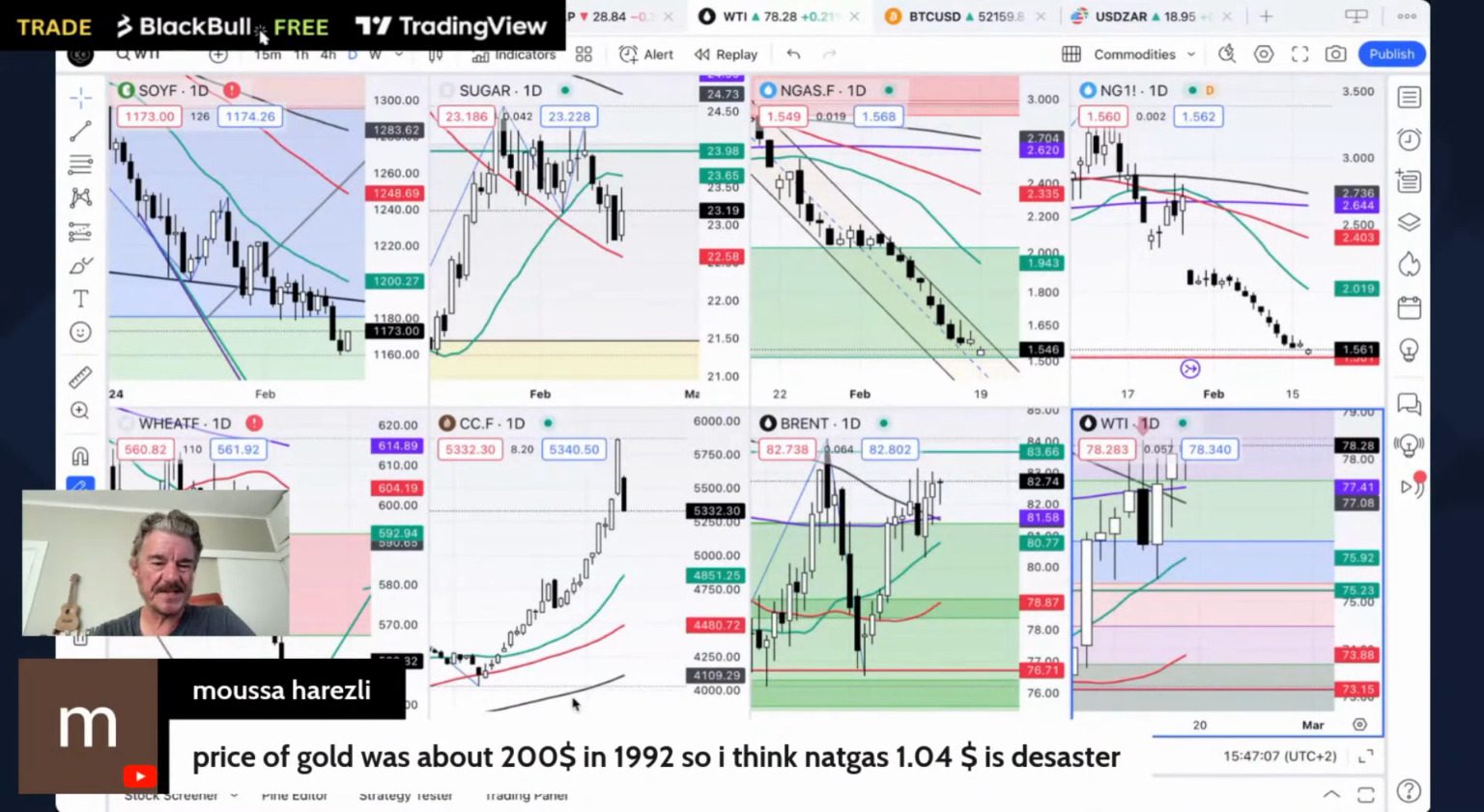I said that earlier. The price of gold was about $200 in 92, so I think natural gas at $1.04 is a disaster. I don't think it's a disaster, Musa. Price is at the bottom of the range. The bottom of the range is 1.5. When we're between 1.5 and $2, natural gas is cheap. Between $2 and $2.50, it's a pretty decent price. 2.50 to 3.50-ish is about where you'd expect it to be. Anything above that, let's say above $4, it's getting expensive. This is not abnormal. It's nothing unusual.